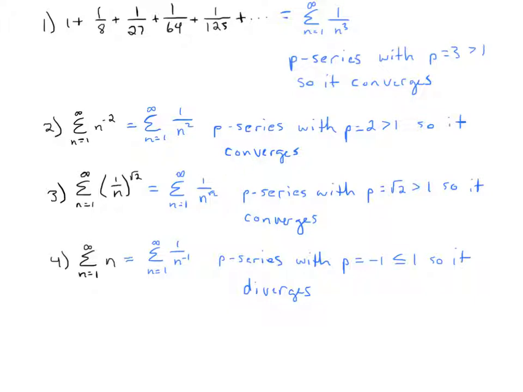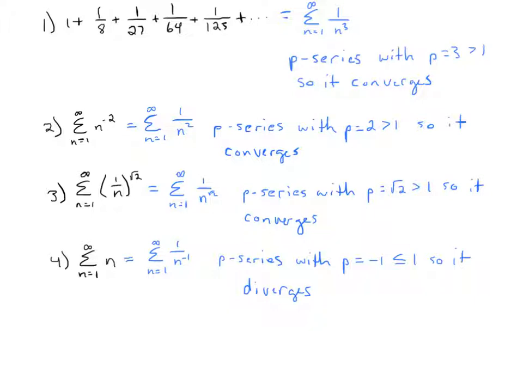For number 3, this is almost like the opposite of what we did with the geometric series examples. There's a power out here, but we can distribute it to each one of these. 1 raised to anything is just 1, so that'll just be 1. And then on the bottom, we'll have n to the square root of 2. So this is a p-series with p equal to square root of 2, and I know that square root of 2 is bigger than 1, so that means my series converges.